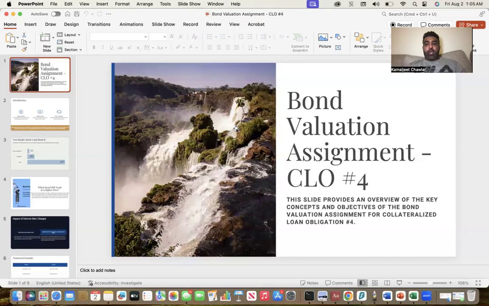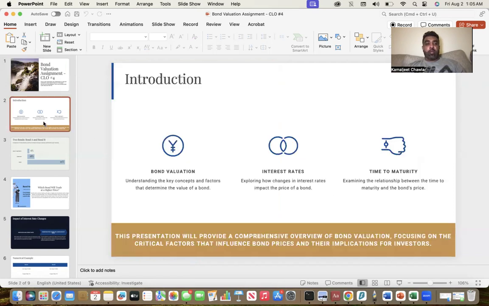Evening, everyone. Today I'll be discussing bond valuation, focusing on two bonds with different maturities. We'll explore how interest rate and time to maturity impact bond prices and what this means for investors. Understanding these concepts is crucial for making informed investment decisions in the bond market.